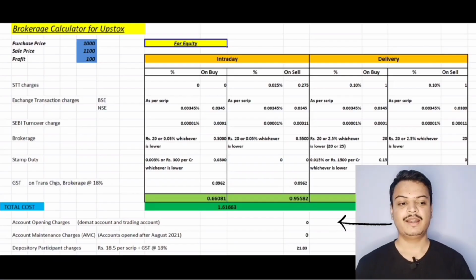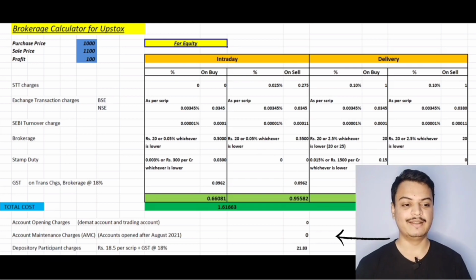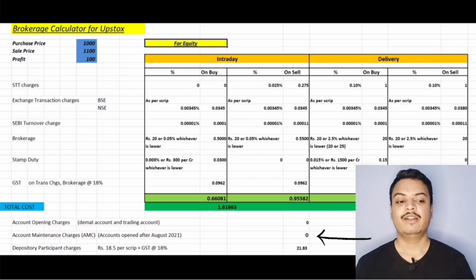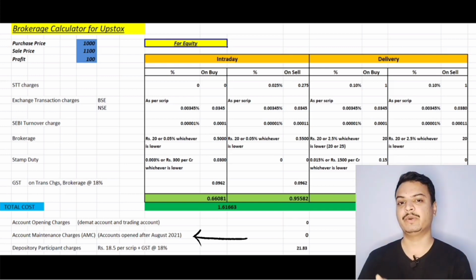But the good thing is that when I had checked some months ago, there were account opening charges, which was a one-time payment, and they also had kept account maintenance charges. But now when I checked some days before, they actually removed it and made it nil. So account opening charges, they have made nil for demat account and trading account opening, whereas account maintenance charges, they have made nil only for the accounts that are opened after August 2021. So if you have opened an account before August 2021, you will still be paying your maintenance charges annually.